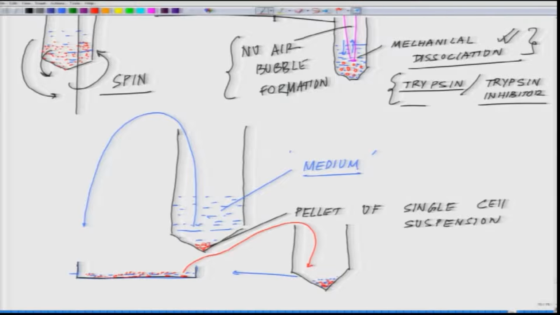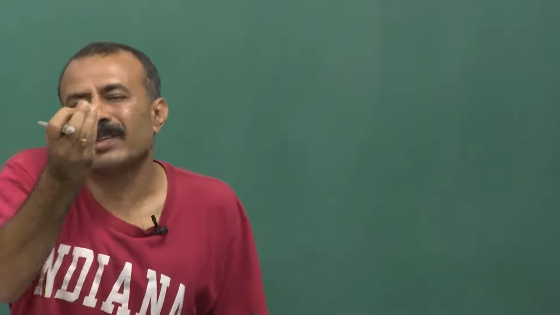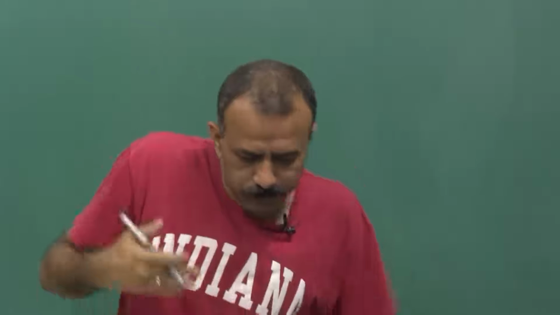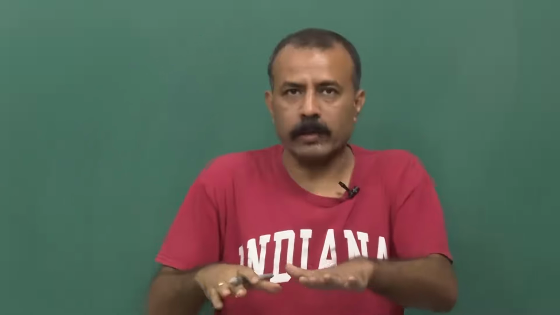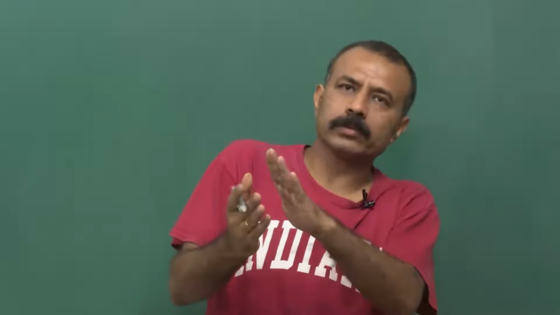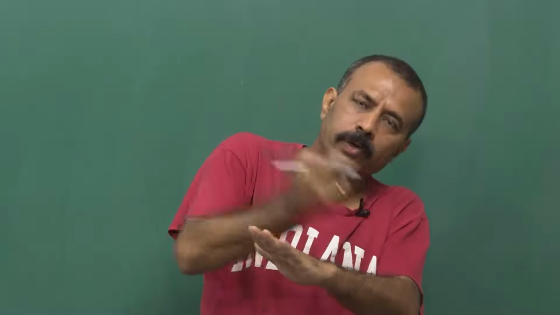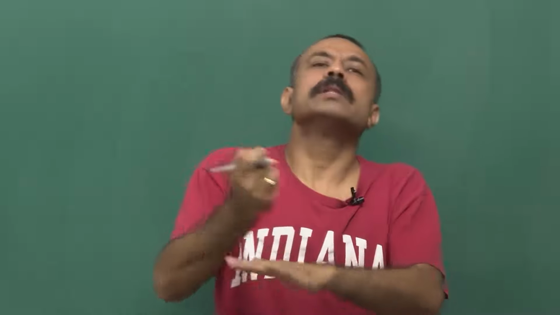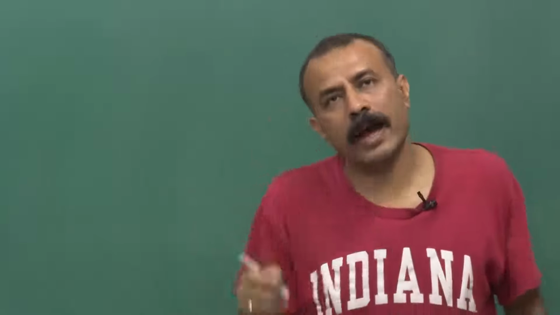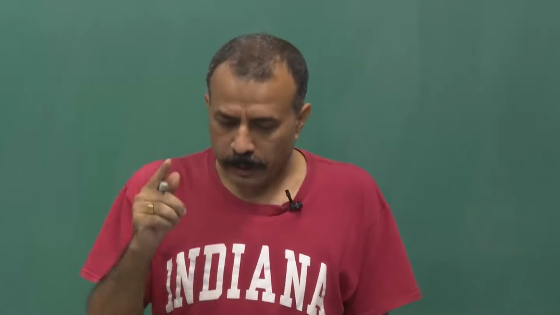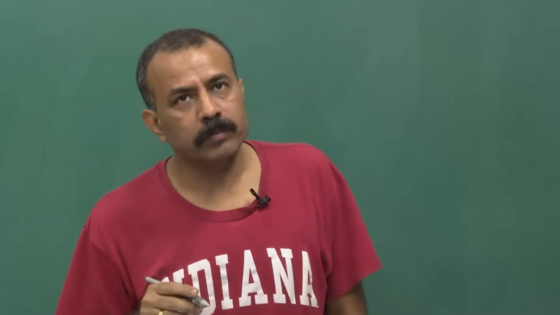Those heavier chunks will fall down at the base, and you can tilt the dish very gently and aspirate out the single cell suspension and put it back in the test tube. Once you put it back in the test tube, now you will be needing the medium where you are going to resuspend it to grow.